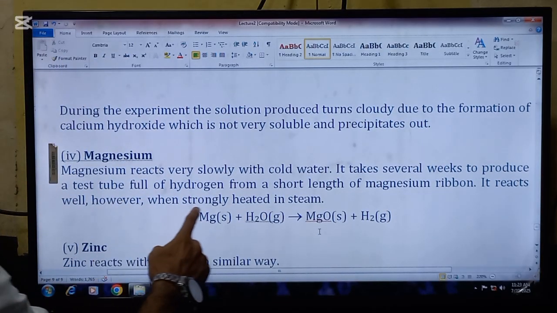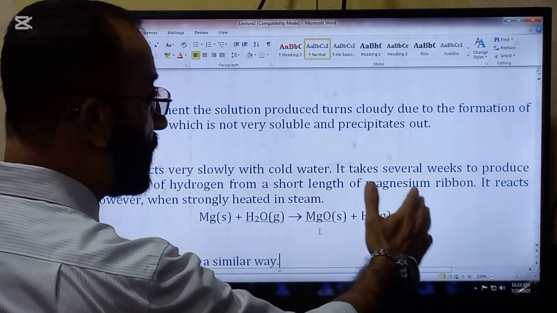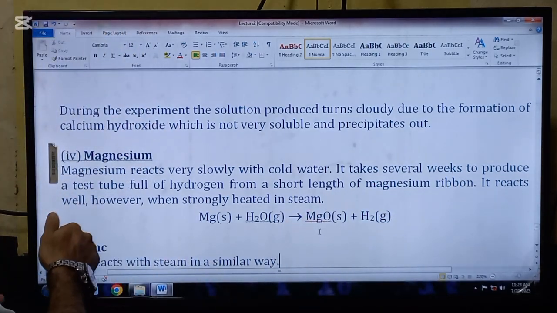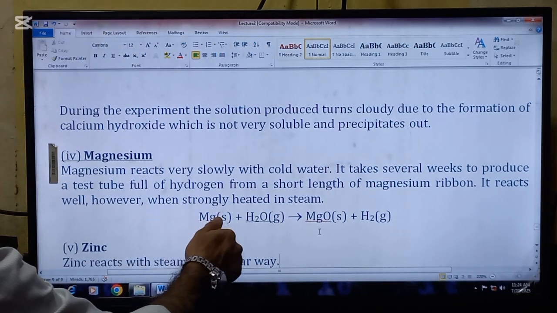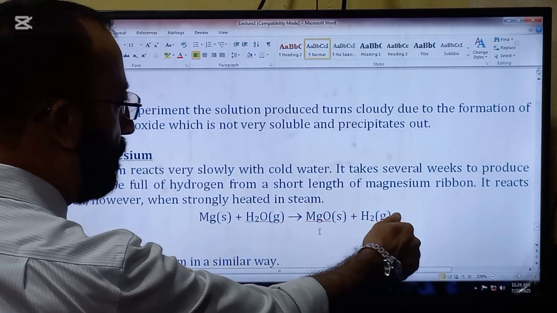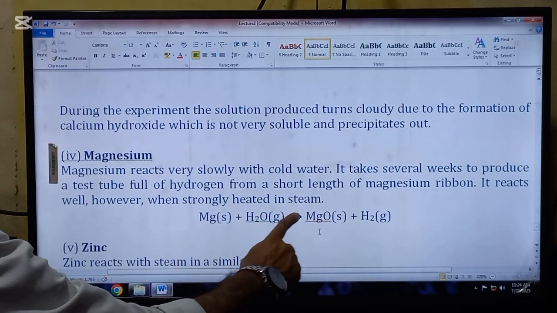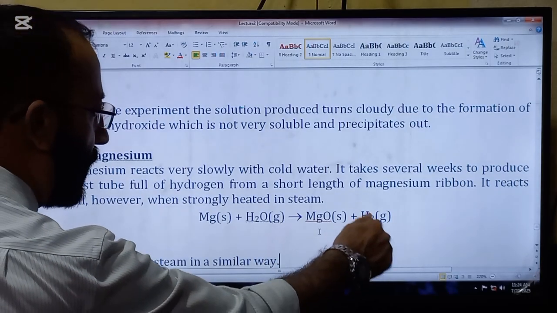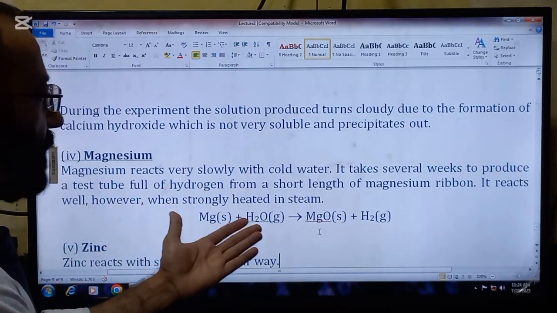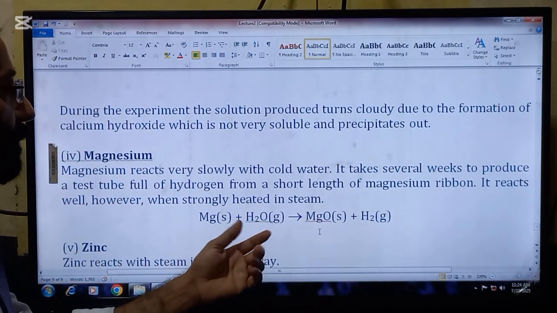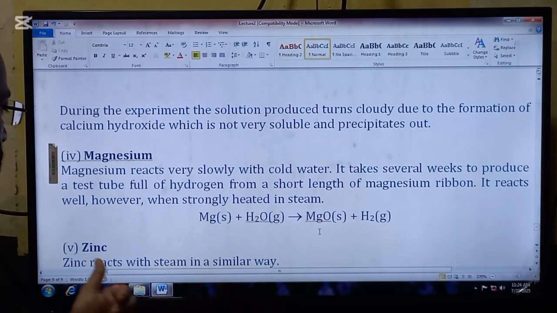The next metal that is going to be reacted with water is magnesium. Magnesium reacts very slowly with cold water. It takes several weeks to produce a test tube full of hydrogen from a short length of magnesium ribbon. It reacts well, however, when strongly heated in steam. So hydrogen gas is produced. The process can be accelerated by raising the temperature.